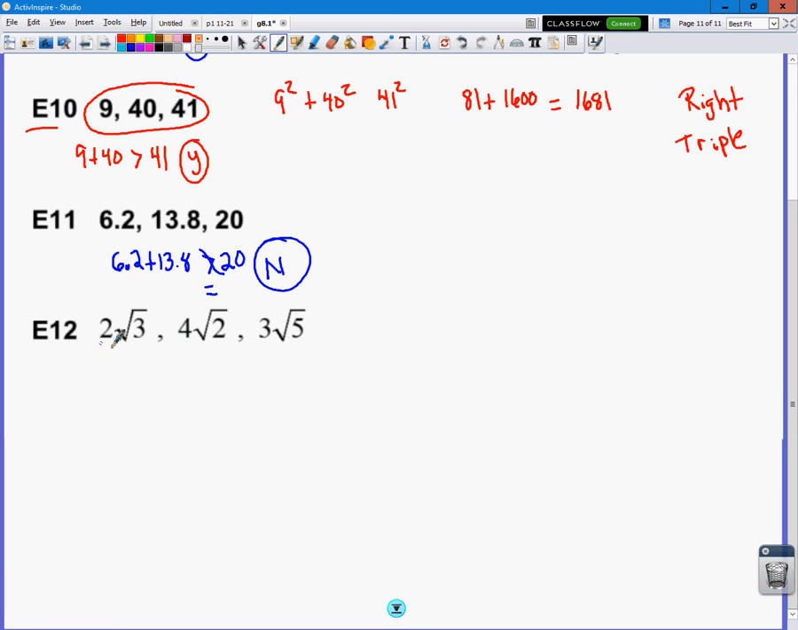This can be a triangle. In fact, we've seen it before. 2 square roots of 3 plus 4 square roots of 2 is greater than 3 square roots of 5. Okay? So it can be a triangle. And we're going to check to see if it's right, acute, or obtuse.